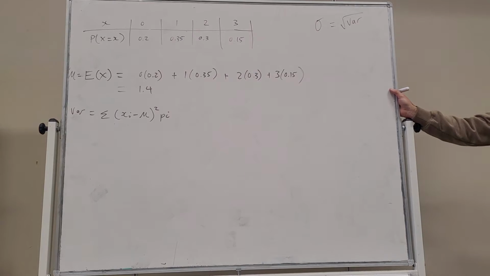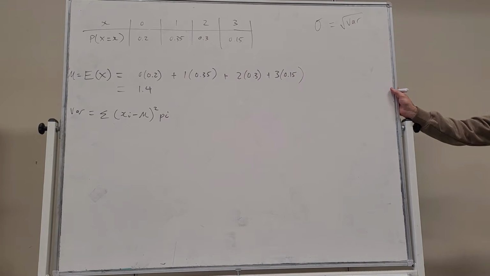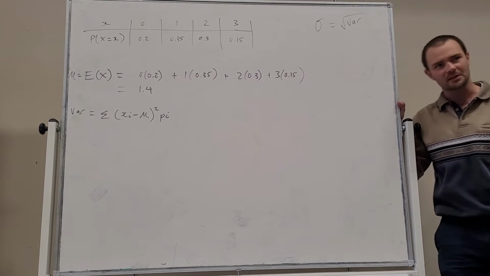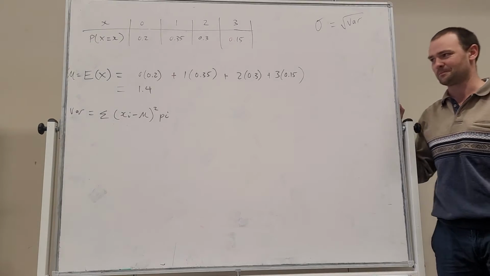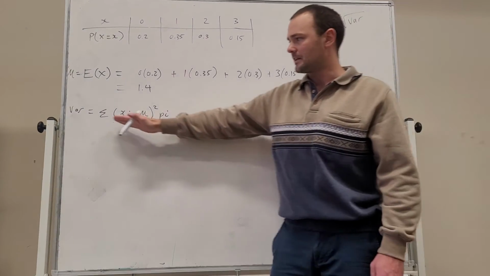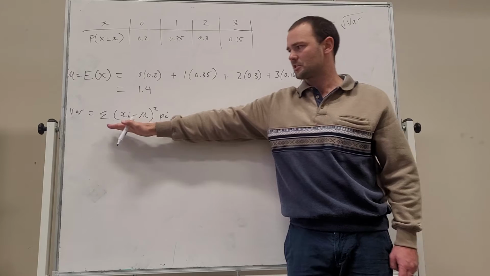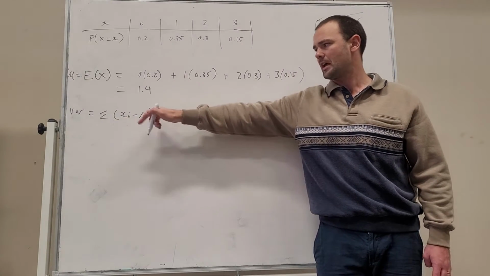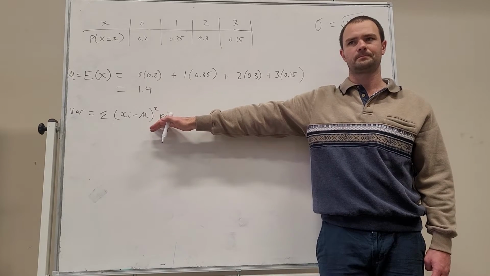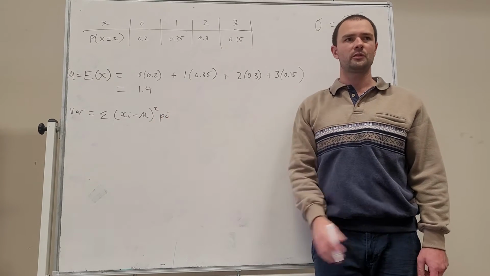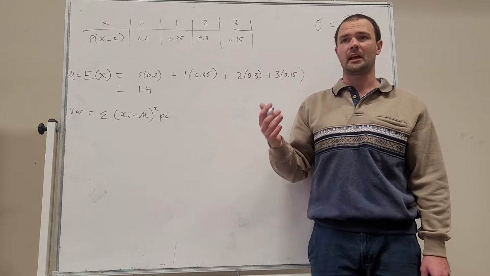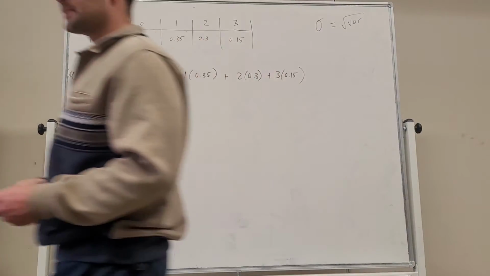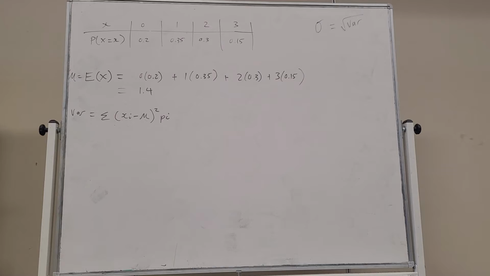And so variance is just another measure of spread. Its purpose, its meaning isn't really significant to us, just that we use it to calculate the standard deviation, okay? And the variance has two formulas. We're just going to stick with this one: the sum of (xi take the mean) squared, then times pi. So what we're going to do is calculate the variance and then calculate the standard deviation.